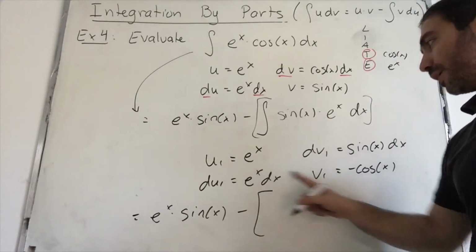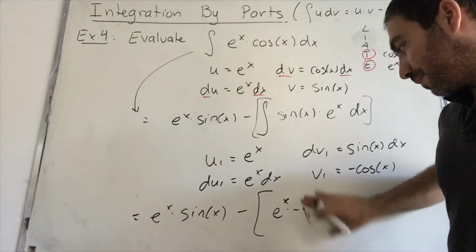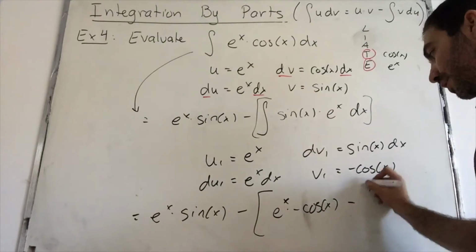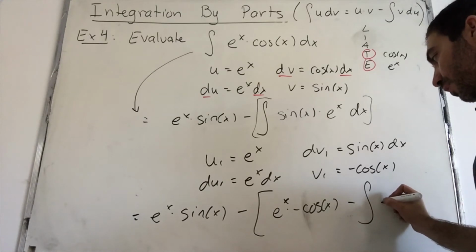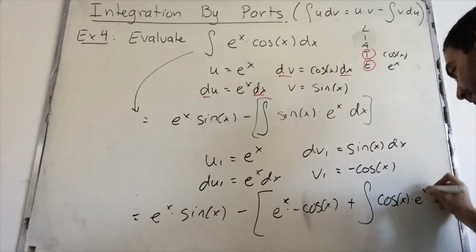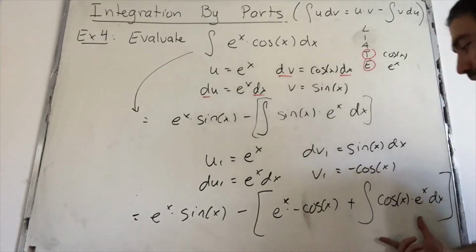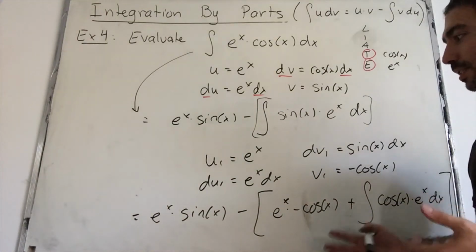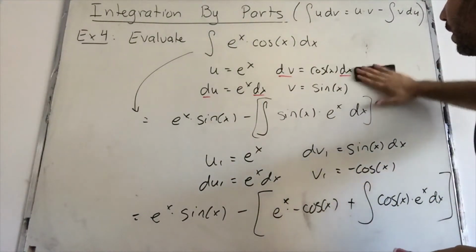So we go from top left to bottom right, so e to the x times negative cos x. This is a multiplication, minus the integral of v du. So this is going to become plus because we have a negative, and then we have cos x e to the x. Okay, so again, we're stuck. This doesn't seem like we're progressing. So why are we doing all this? Why is this a good thing? Let me erase all the middle work and convince you why this is a good thing.